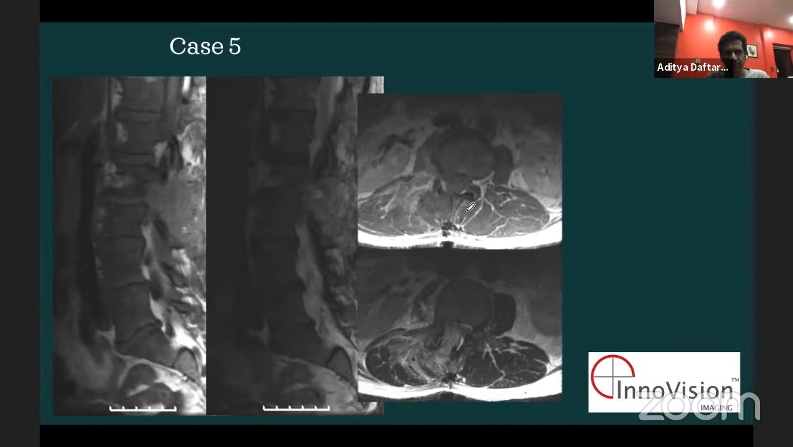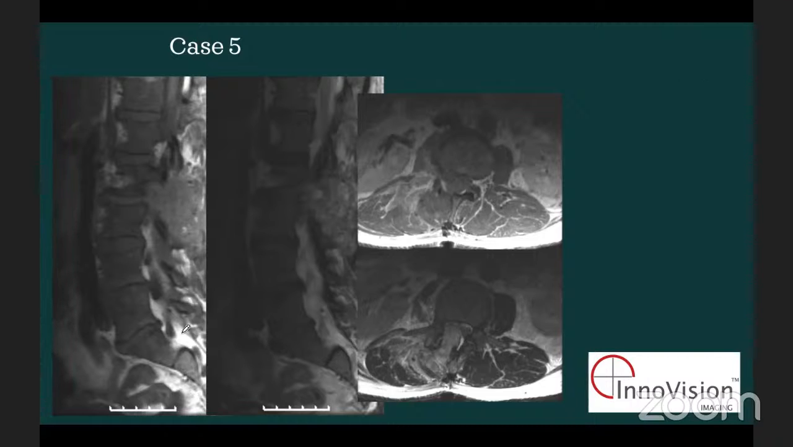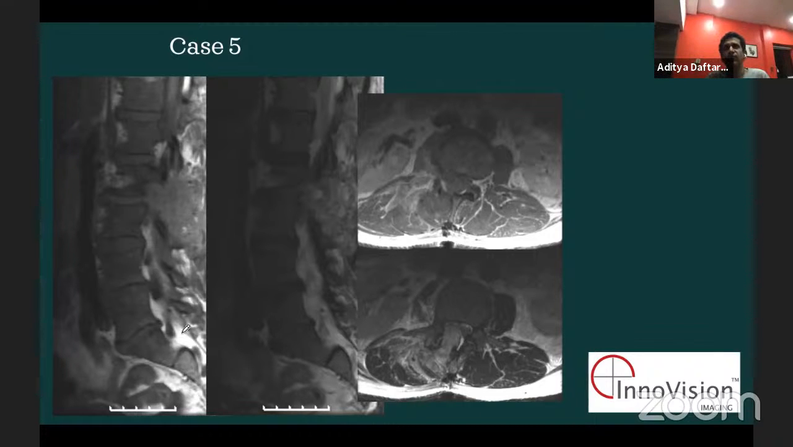So when you look at this, when you look at the signal that is inside it, it's a very heterogeneous signal, right? It's a hazy signal. It's not like a discrete circle in which there's bright signal like CSF, correct? So it's not a simple fluid-containing collection. So it's definitely not CSF.